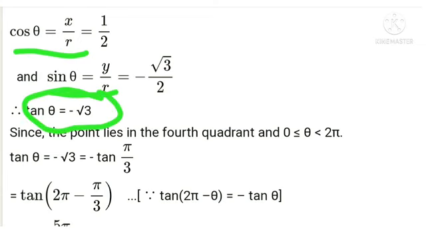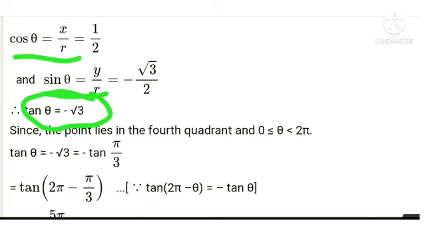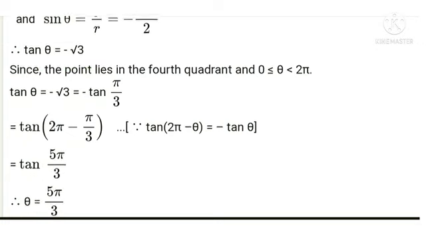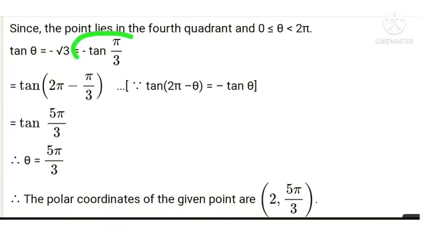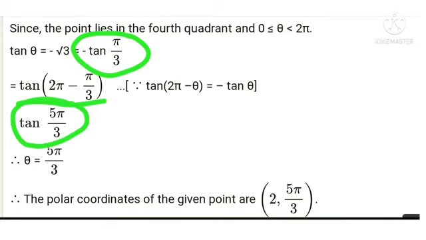So which value of tan is negative? Tan is negative in the fourth quadrant. So you write here tan theta is equal to minus root 3, that is minus pi by 3. You convert this: minus pi by 3 means 2 pi minus pi by 3. So we get here theta as 5 pi by 3. Therefore, required polar coordinates are 2 and 5 pi by 3.